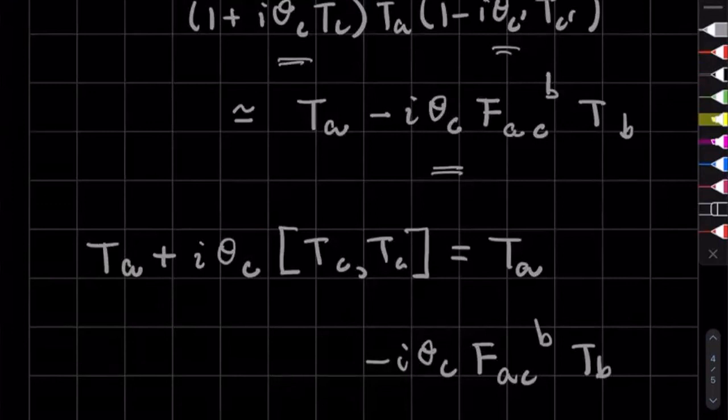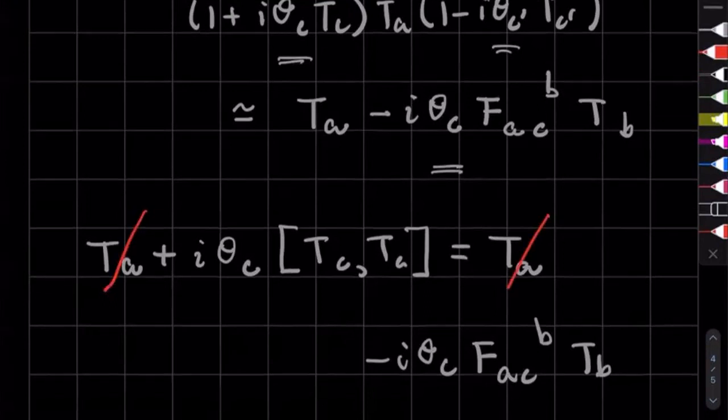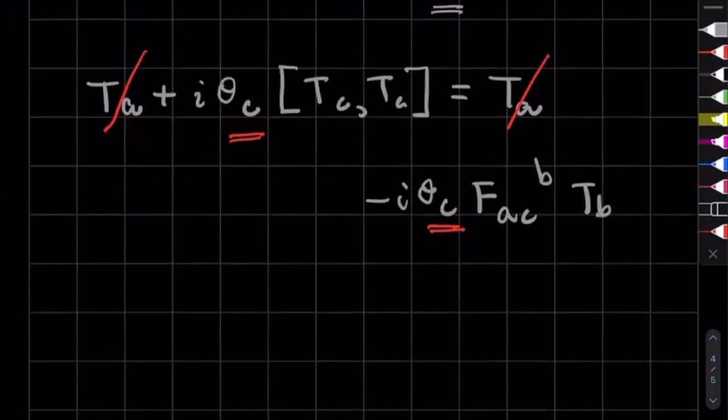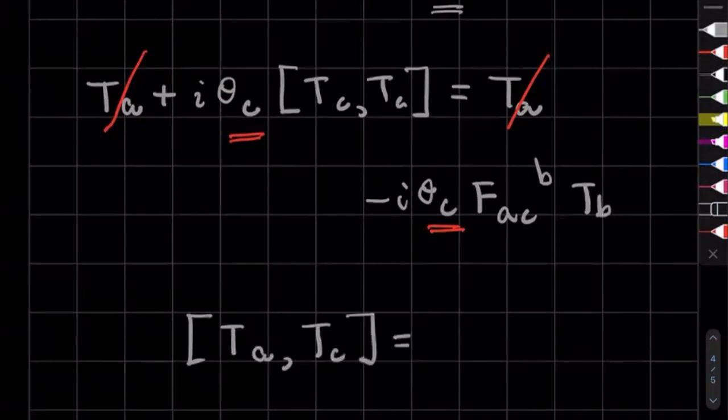Is that clear so far? We're just keeping terms until the linear order. So then we can cross these out. And because these thetas are small but arbitrary, we can drop those. And then we have, as a result, the commutator of T_A and T_C is f_ACB T_B. Okay? So this is very, very suggestive.